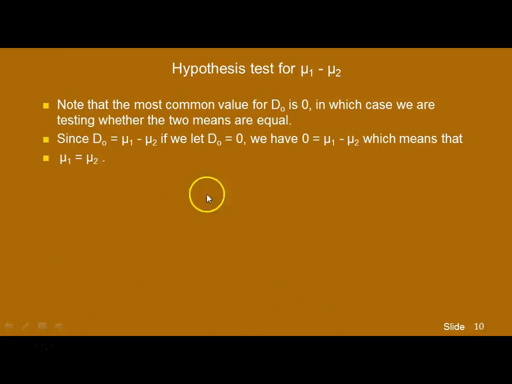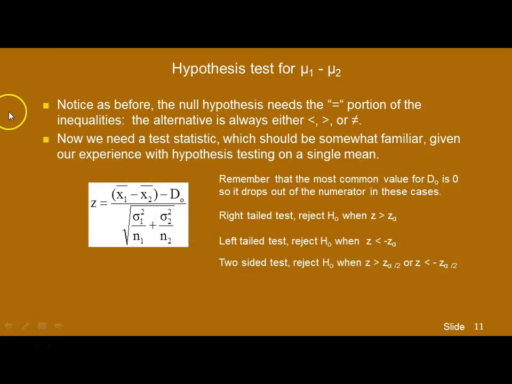As I was saying a minute ago, the most common value for d0 is 0, in which case you're basically hypothesizing that the two means are equal. And as I pointed out, we always need that equal portion in the null hypothesis, where the alternative can be a greater than, less than, or not equal to. Now we're going to need a test statistic to test any hypothesis. And actually, if you go back to what we did for a single mean back in Module 9, I believe it was, the formula should look fairly similar to you in some ways.